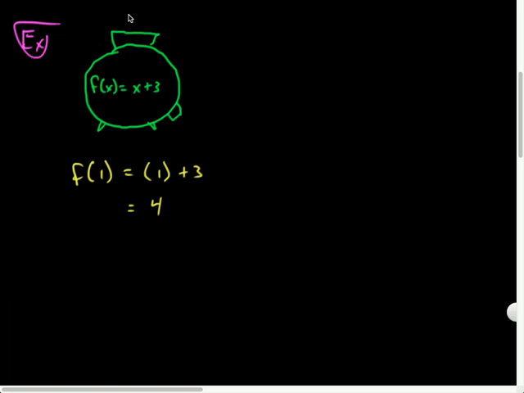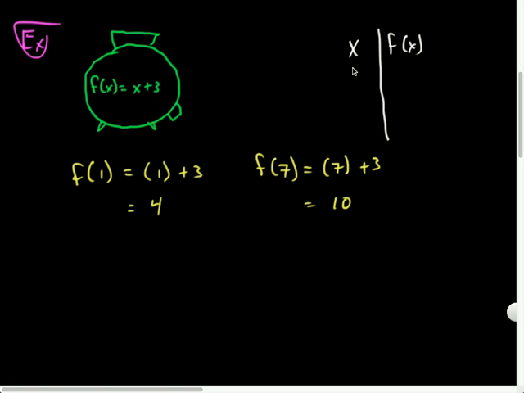Let's say I plugged in, let's really try to break this machine, 7. 10 is going to come out the other end. Input, output, right? We get the idea here. So I could write f of 7 would have equaled 7 plus 3, and that's equal to 10. So you've seen this type of notation before with functions. I also could have represented this as a table, where when the input was 1, the output was 4, and when the input was 7, the output was 10.